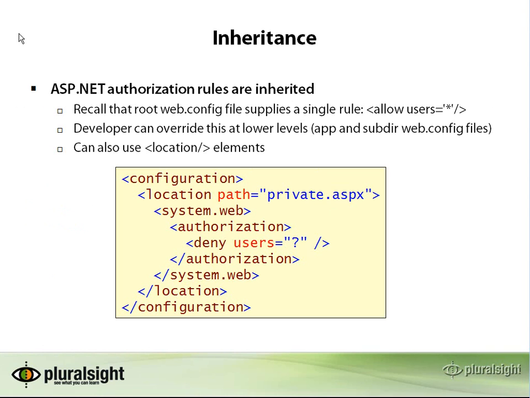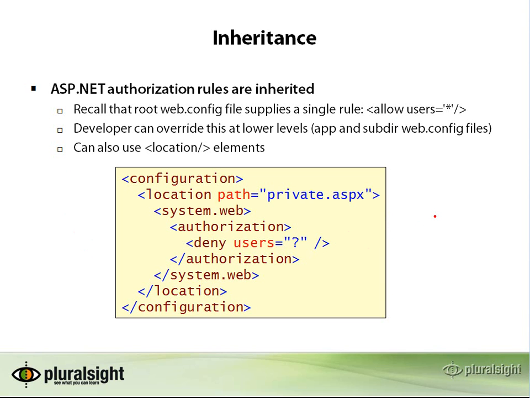Now, you remember that there's inheritance in config files, right? There's a root web.config file, and it supplies a default rule that says allow users equals star, and you saw that earlier. Now, what you want to do typically is override that rule in your own configuration file and perhaps disallow anonymous users.